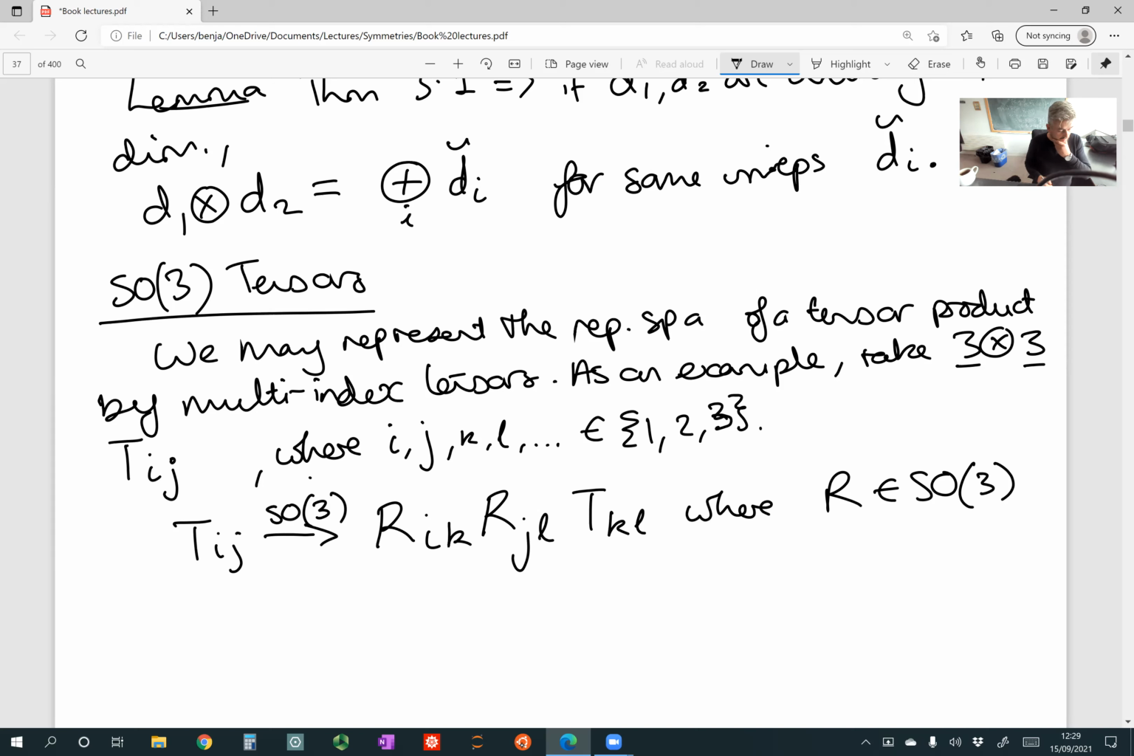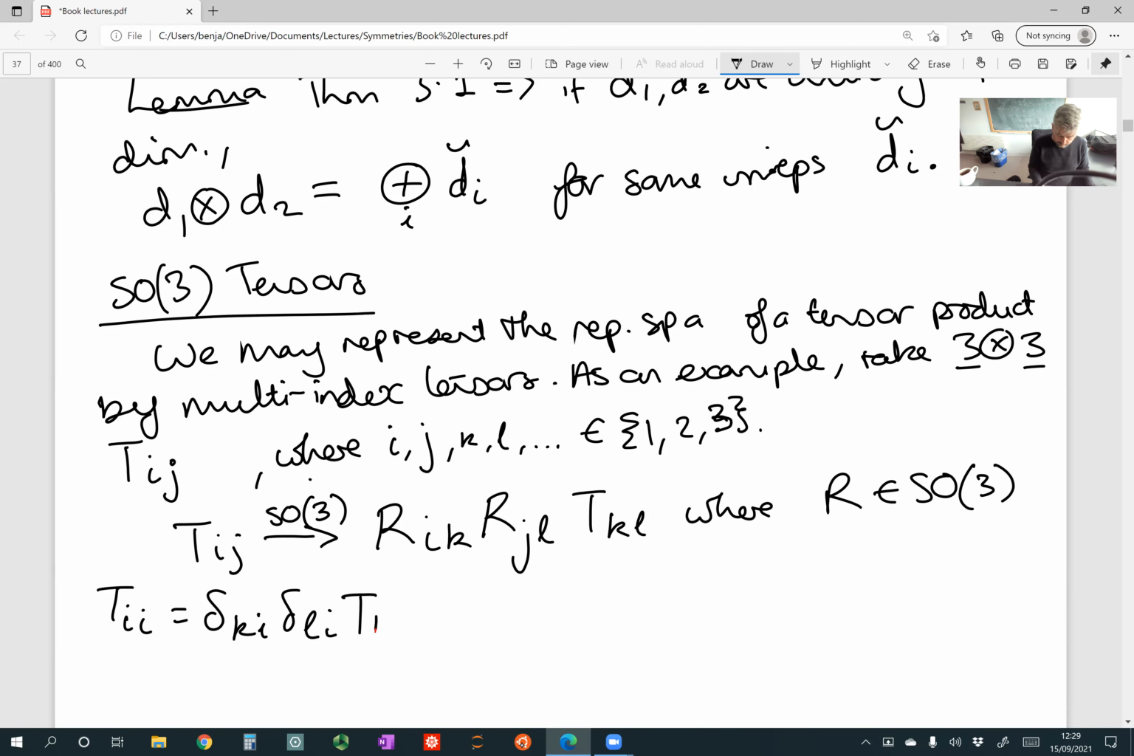Now let's look at the part corresponding to the trace. If we consider the part T_ii, how does this transform under SO(3)? Well, we can write this as delta_ki delta_li T_kl. So under an SO(3) transformation, this part goes to R_ik R_il T_kl.